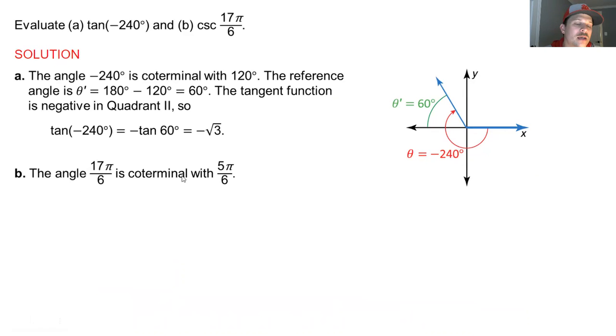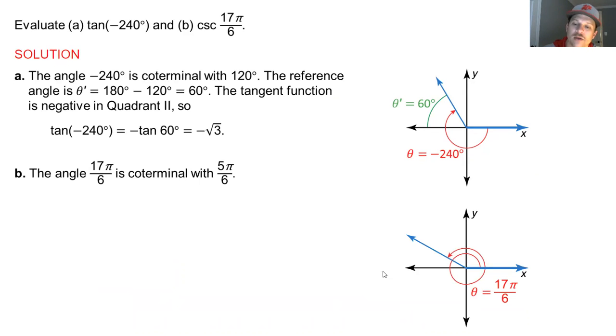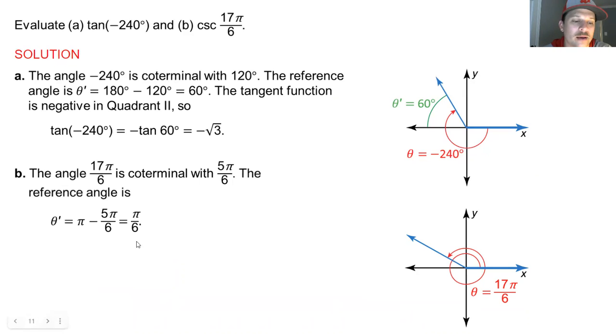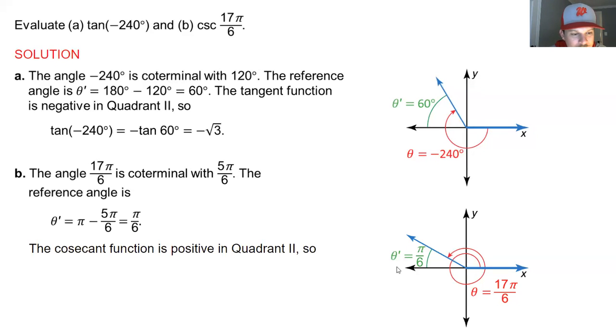17 pi over 6, again, you're going to use your coterminals by subtracting 2 pi until you get it within a value of 0 to 2 pi, because it can rotate an infinite number of times, but using our reference angles to get coterminal with 5 pi over 6. Then to get it back into the first quadrant, you're going to take pi minus 5 pi over 6 to get pi over 6. You can find your common denominators. This is 6 over 6. 6 minus 5 is 1. And your cosecant of that is positive in the second quadrant based on the previous slide. So the cosecant of pi over 6 is equal to 2.